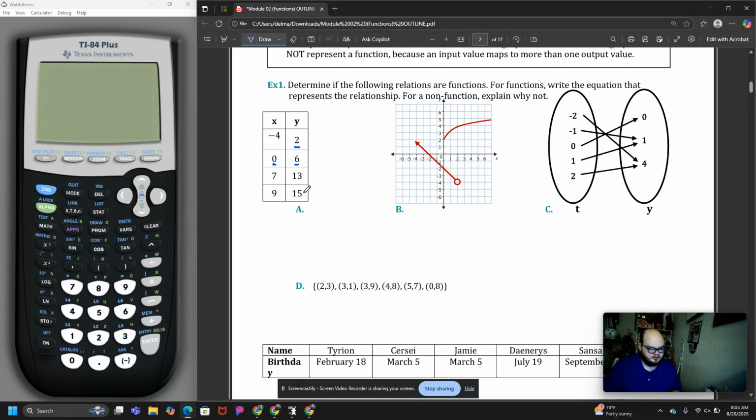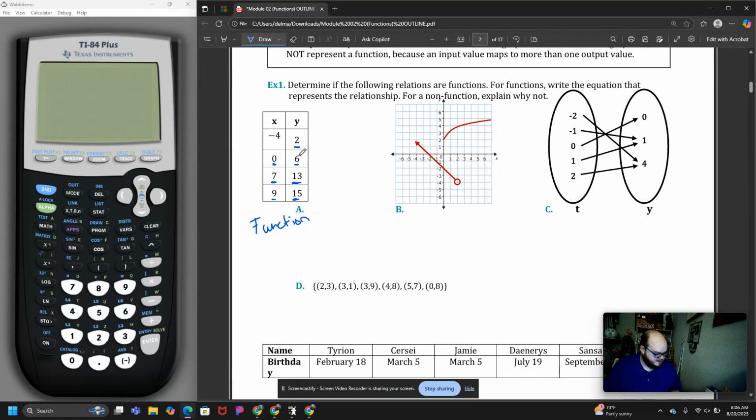0 goes to 6. I don't see any other number going to 6. 7 goes to 13. I don't see any other number going to 13. 9 and 15. That's good. So none of these numbers are going to more than one value over here. They're all just going to one. Okay, so we're good. So this must be a function. Function. And let's write that equation.